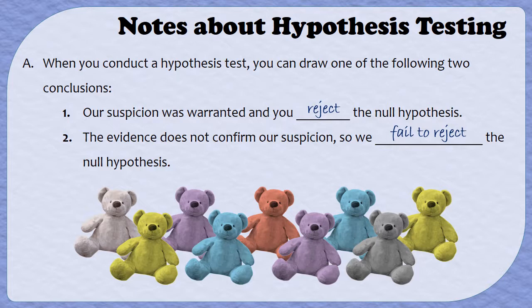So our evidence doesn't confirm a suspicion that there's probably a green teddy bear that doesn't have a flower. We haven't proven that all green teddy bears have a flower. We've just failed to disprove it. So that's why we use this language, fail to reject, as opposed to prove. So when you draw a conclusion, you can either reject the null hypothesis or you can fail to reject it.